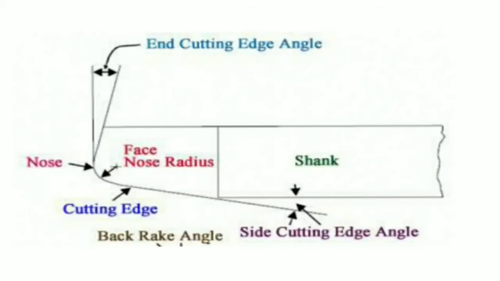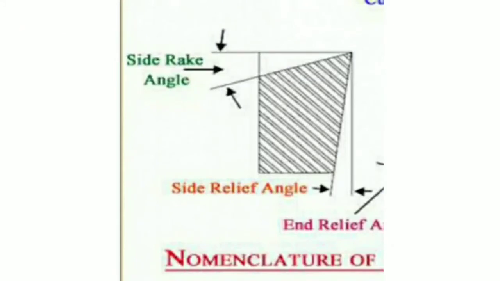For side relief angle, you can see the side view of the tool. This is a clearance or relief given to the side face of the shank. It is the angle between the side flank and a line perpendicular to the base of the tool below the side cutting edge.